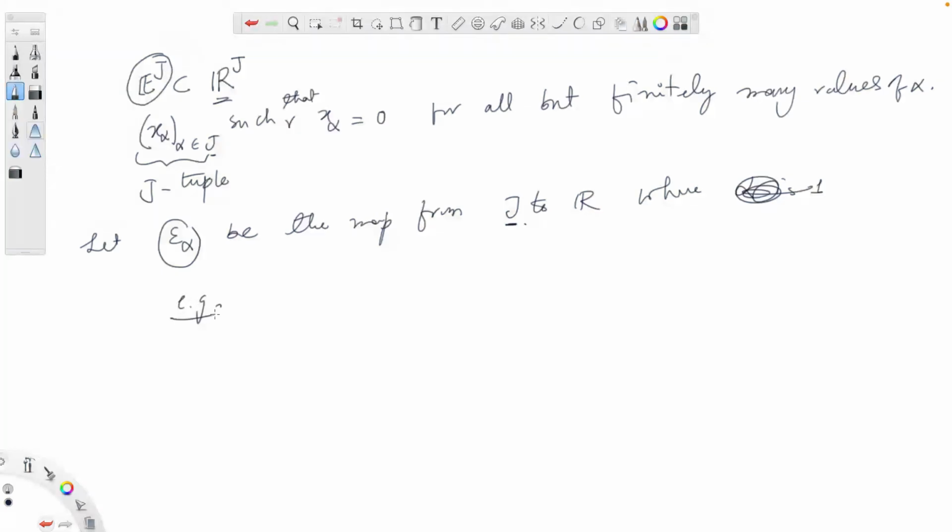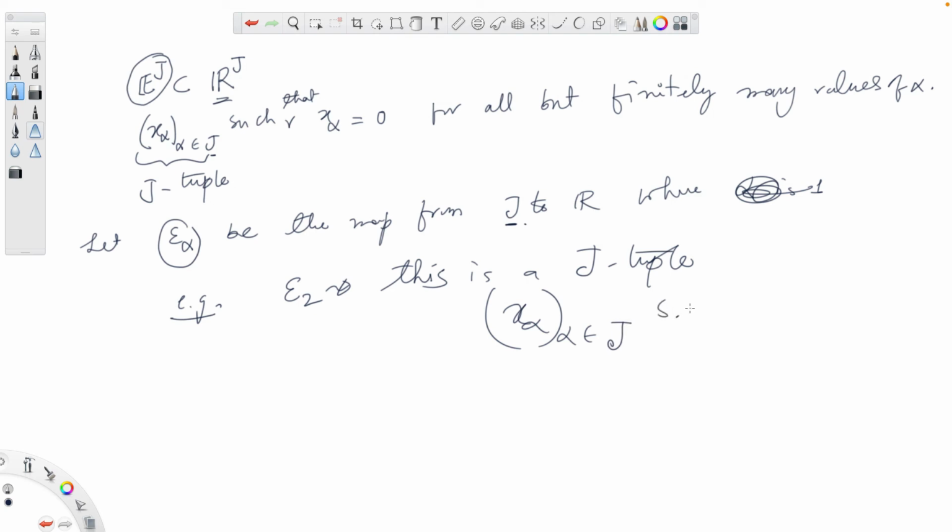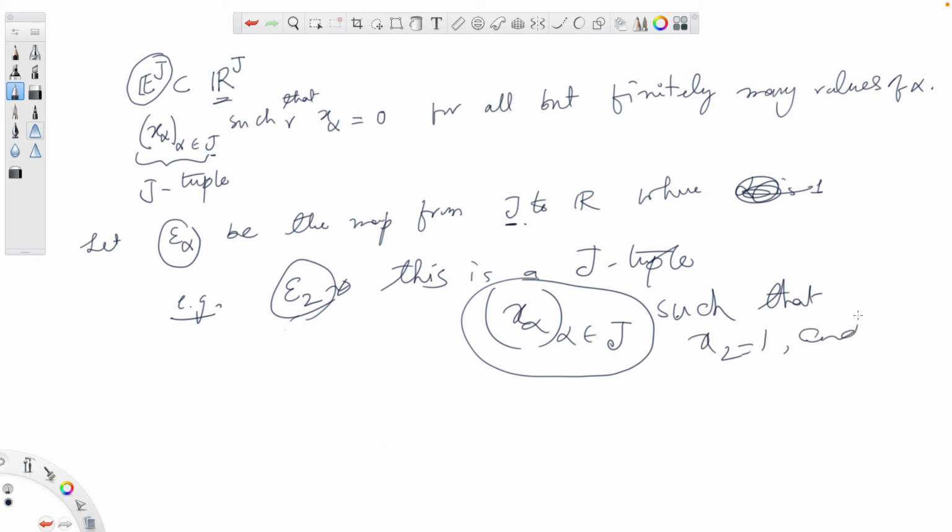Let me give you an example. Epsilon 2. This is a J tuple, X sub alpha, where alpha runs in the index family J, such that x2 is equal to 1 only, and x alpha is equal to 0 if alpha is not equal to 2. Okay, this is what we mean by epsilon sub 2.